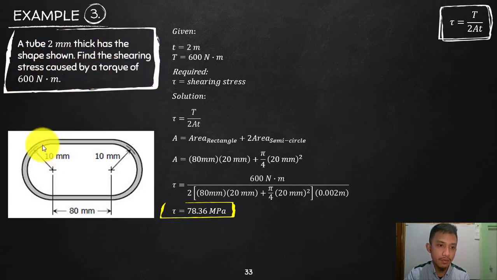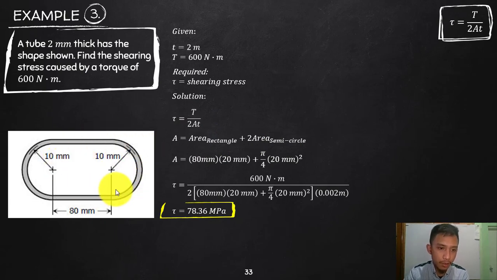So the thickness we are given is 2 millimeter. That is the thickness of this wall. And then the torque being handled is 600 Newton meter. And we are finding the shearing stress on this thin wall member. So that is your tau. And again, this is your formula. No need to rearrange. Your torque is already given, your thickness is given. All we need to know is the area. So the challenge in this problem is the area enclosed.